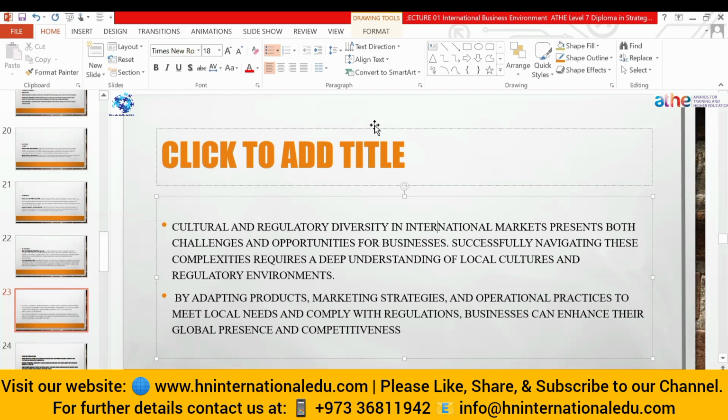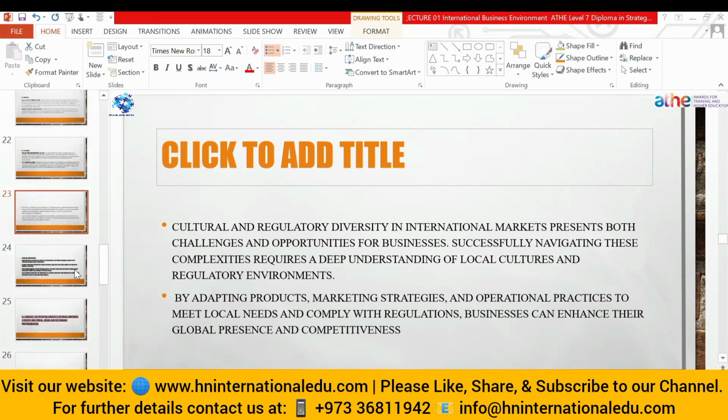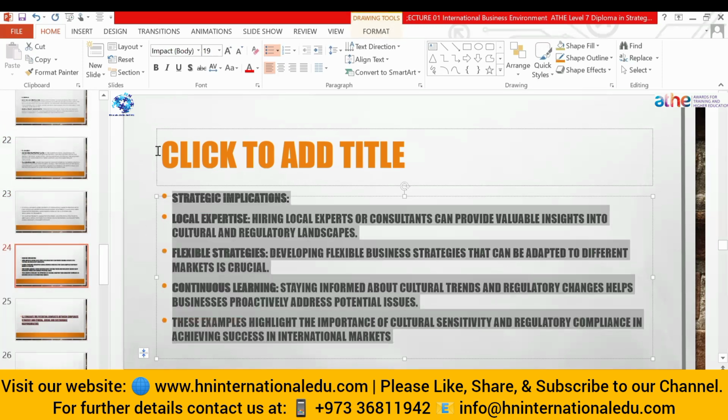Cultural and regulatory diversity in international markets present both challenges and opportunities for businesses. Successfully navigating these complexities requires a deep understanding of the local cultures and regulatory environments. By adapting the product, marketing strategies and operational practices to meet local needs and comply with regulations, businesses can enhance their global presence and competitiveness. So, this was the conclusion of how and why cultural diversity is so necessary in each and every aspect of life. These are the strategic implications.